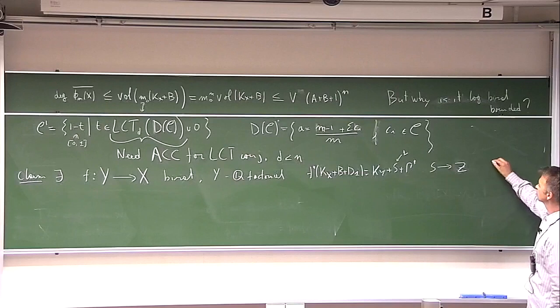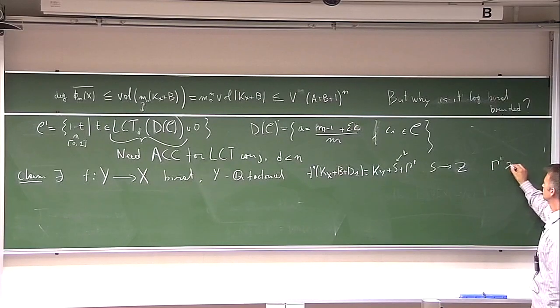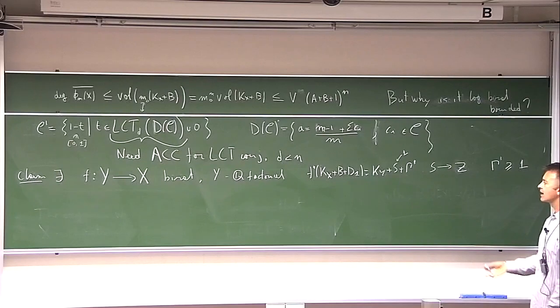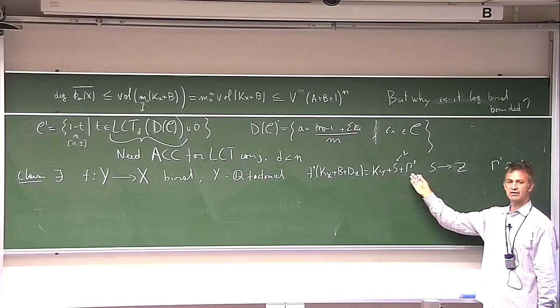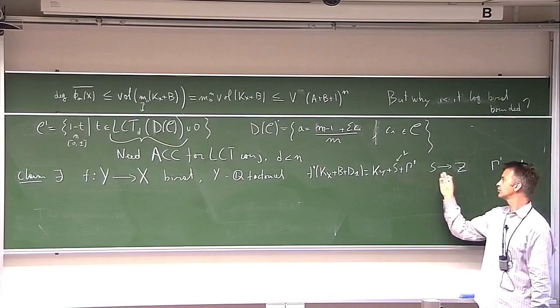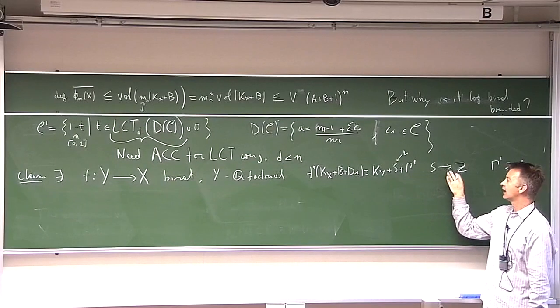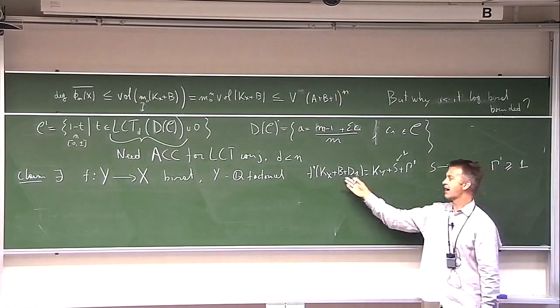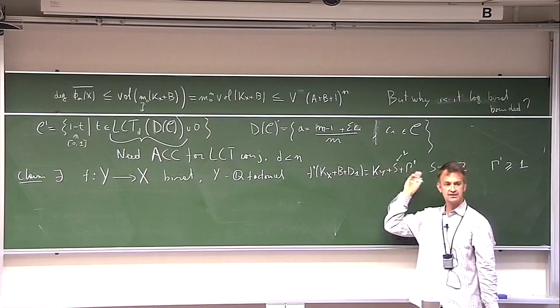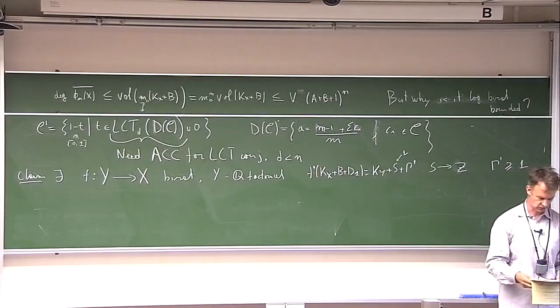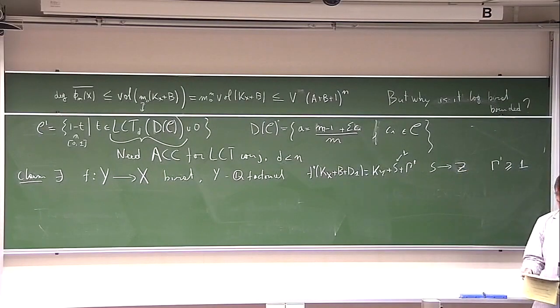I'm also going to assume that the coefficients of gamma prime are all greater or equal to 1. Unluckily, there may be many coefficients that are strictly greater than 1, corresponding to points at which this pair is not Kawamata log terminal. Then these necessarily will have coefficient greater than 1.